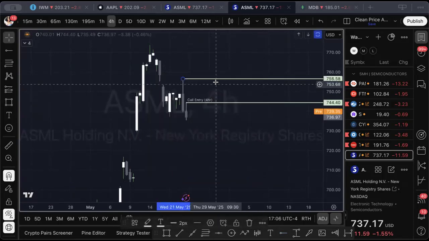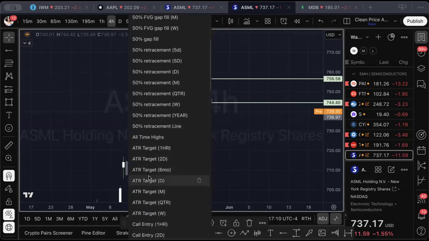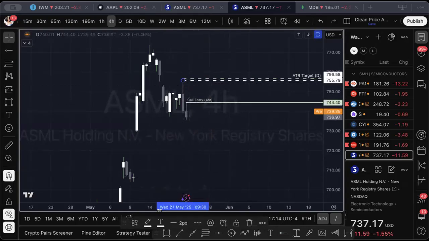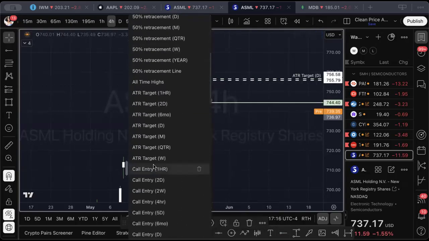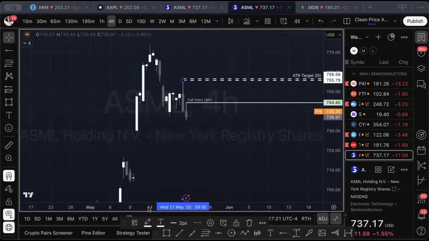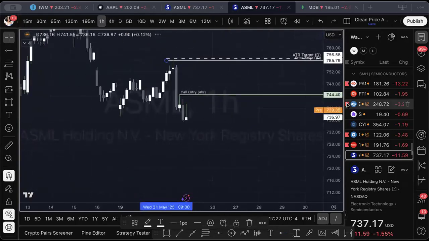Now, keep in mind that this does not mean that it has to go all the way up there if we decide to push to the upside. But what it does mean is that at that particular point, it will potentially reach an area of exhaustion. So that is going to be our ATR target to the upside. And then we're going to put our price target on the day off of the high of this particular candle here. And then now let's move over to the hourly time frame.